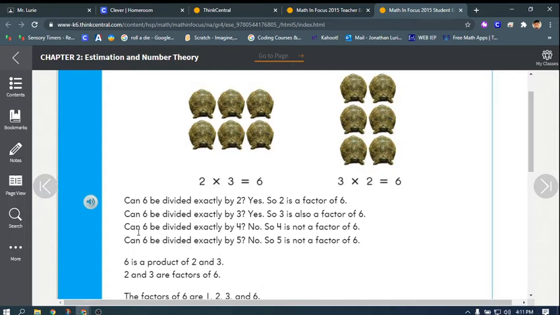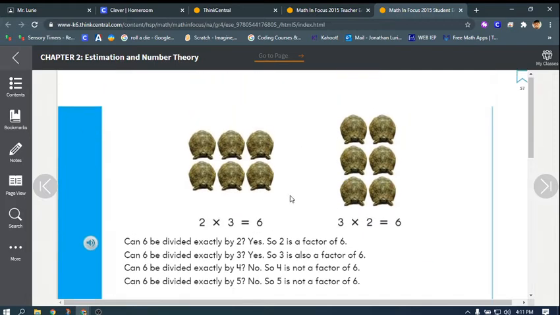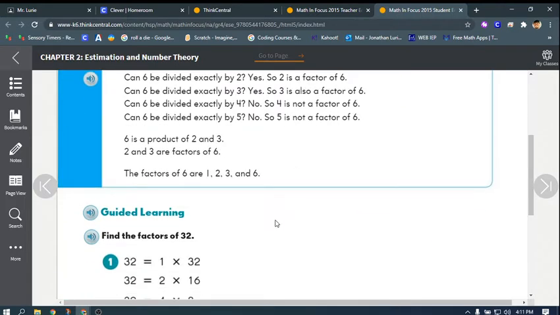However, let's think about, can 6 be divided exactly by 4? Well, no, because I can get a group of 4 and then I have 2 left over. And once again, I do not want to break open any turtles. So the complete factors of 6 are 1, 2, 3, and 6. Those are its factors. Now you might be like, well, who cares? But they come up a lot, especially with fractions and also with just multiplication in general.